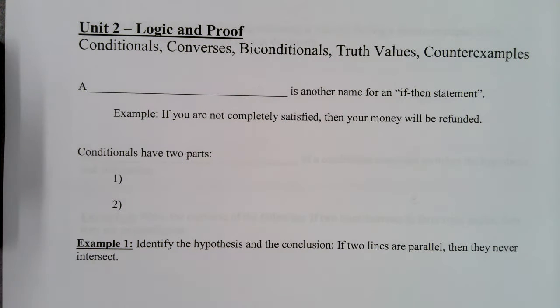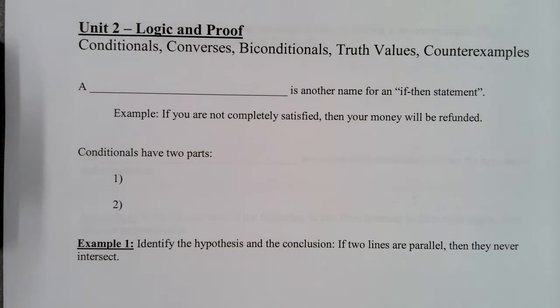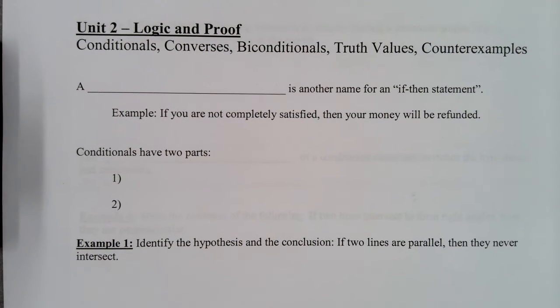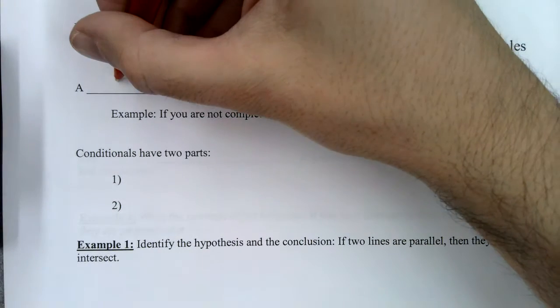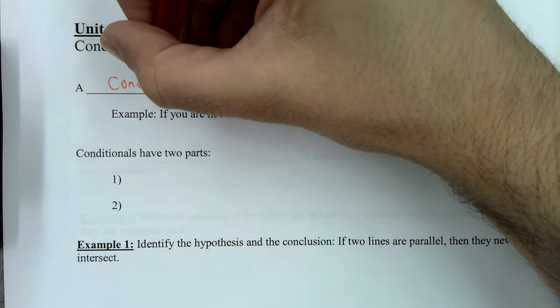Okay, so this is Unit 2 in Geometry. The unit is called Logic and Proof. This is Lesson 1. Lesson 1 is called Conditionals, Converses, Biconditionals, Truth Values, and Counterexamples. So this lesson has a lot of writing in it. Okay? So one definition to start, it's called a conditional or a conditional statement.